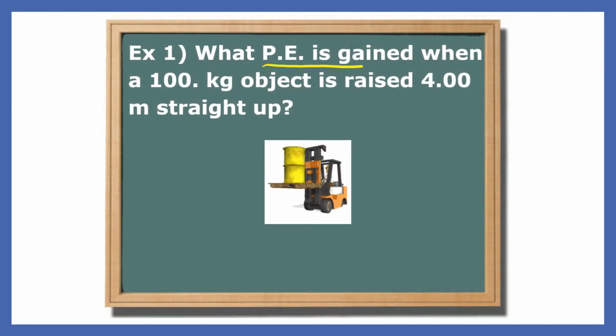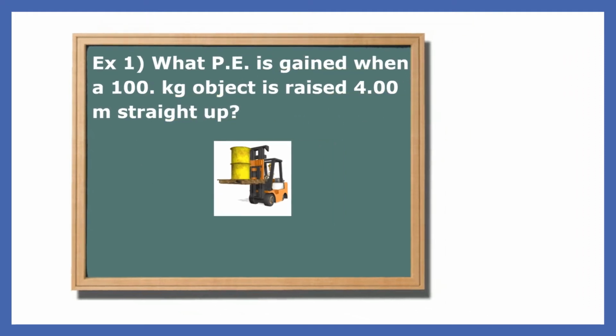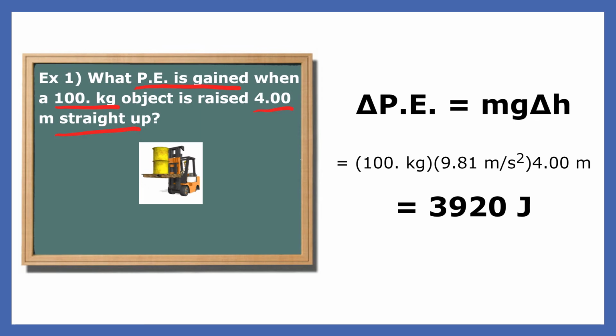Let's use the equation you just learned to solve a problem. What potential energy is gained when a 100 kilogram object is raised 4 meters straight up? The change in potential energy equals mg delta H. Plugging in the mass and the change in height, we get a potential energy change of 3,920 joules.